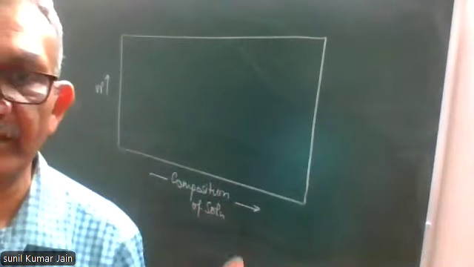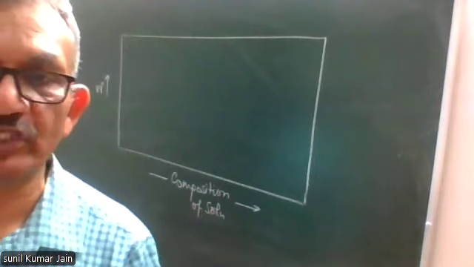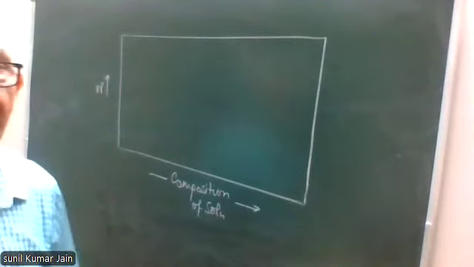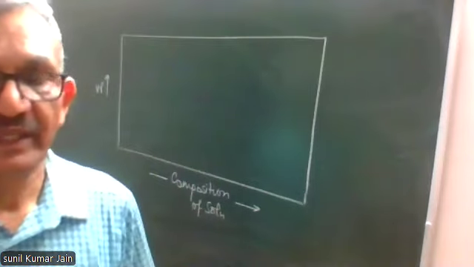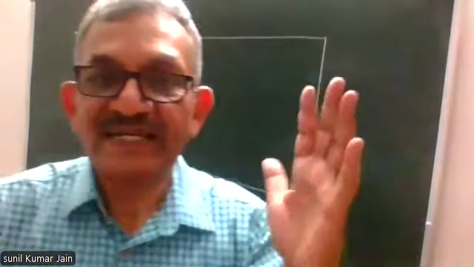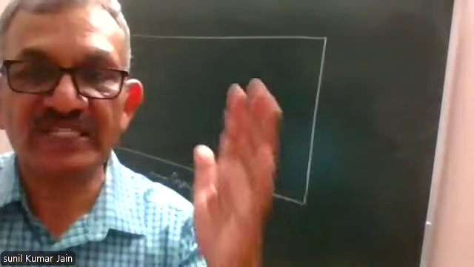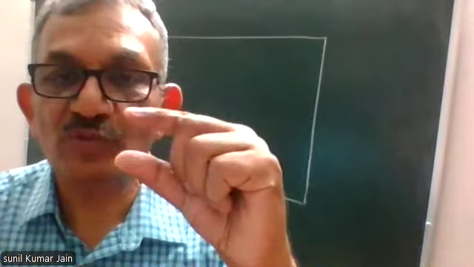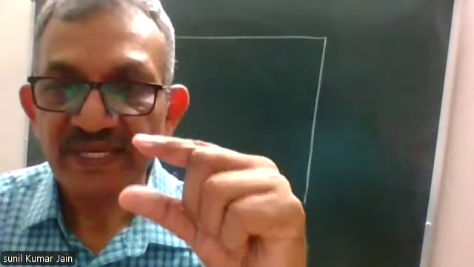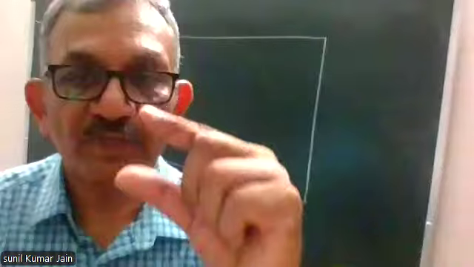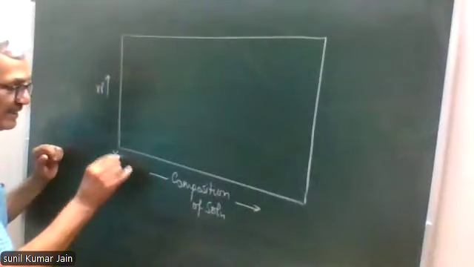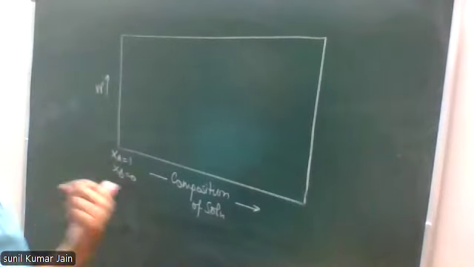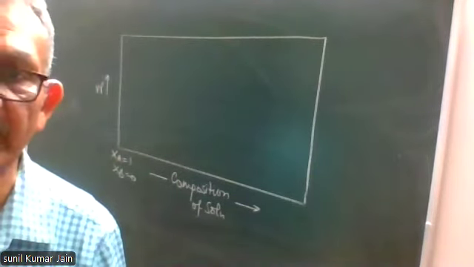Y-axis, vapor pressure; x-axis, composition of solution. Now listen carefully. Let us say I have a very large size vessel. In this large vessel, I take a very small amount of liquid A. Since it is pure A, mole fraction of A will be 1 and mole fraction of B will be 0, since there is no B.